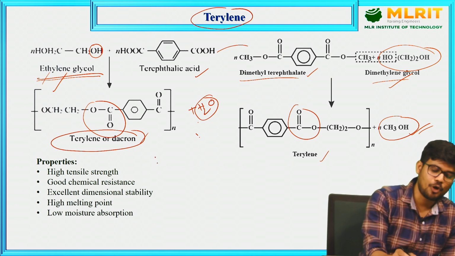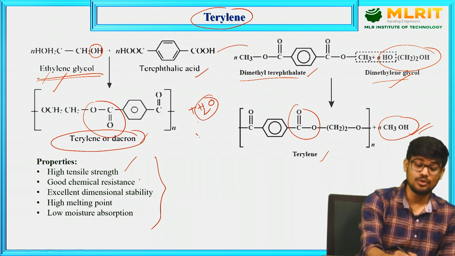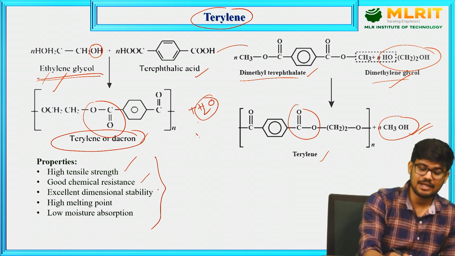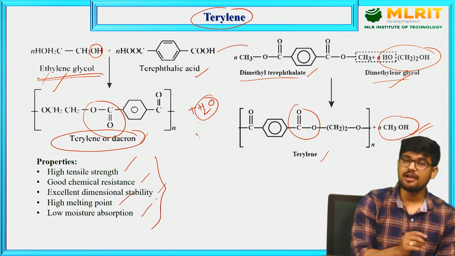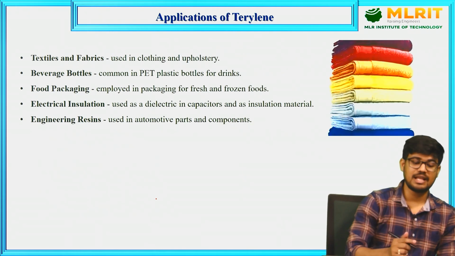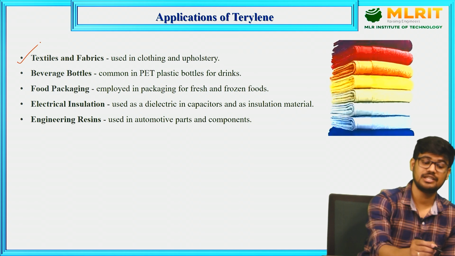Now what are the properties of terylene? It has very high tensile strength, good chemical resistance, excellent dimensional stability, high melting point, and low moisture absorption. Because of these properties, we can use it especially in textiles and fabrics. So there we can use it heavily.